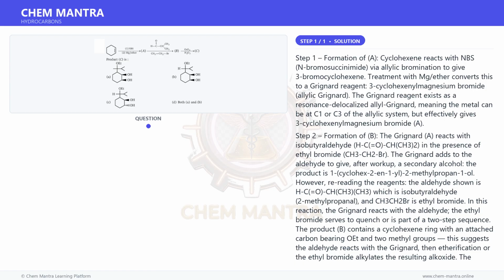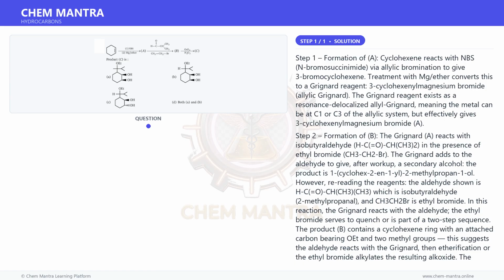2-methylpropanal, and CH3CH2Br is ethyl bromide. In this reaction, the Grignard reacts with the aldehyde. The ethyl bromide serves to quench or is part of a two-step sequence. The product, B, contains a cyclohexene ring with an attached carbon bearing OEt and 2 methyl groups. This suggests the aldehyde reacts with the Grignard, then etherification, or the ethyl bromide alkylates the resulting alkoxide.